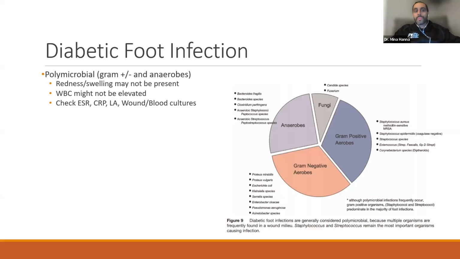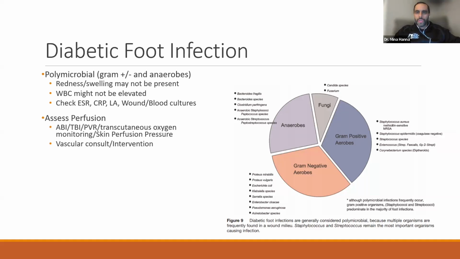Redness and swelling may not always be present, but that's always something that the patient should look for, and us practitioners would look for. White blood cell count might not be elevated if the patient is immunocompromised. We always check all these inflammatory markers and wound and blood cultures to also help us figure out if the infection is in the bloodstream, which is a more serious problem, because if the infection gets in the bloodstream, it could travel to different organs and other parts of the body.